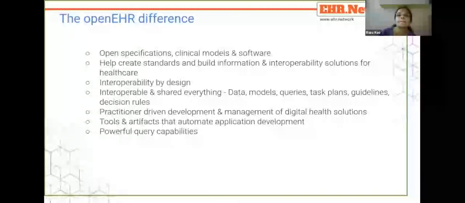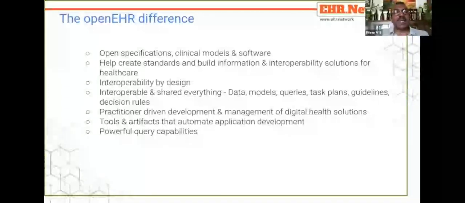So what is the big openEHR difference that we are talking about? openEHR is a set of open specifications, clinical models, and software. It's an ecosystem that helps you create the standards and build information and interoperability solutions in healthcare. And here the paradigm is interoperability by design.